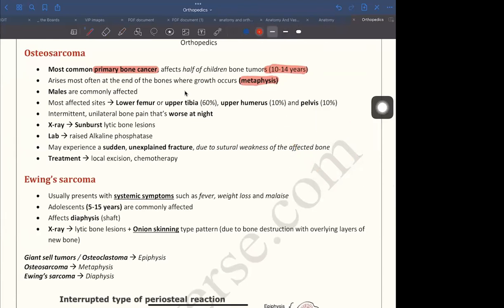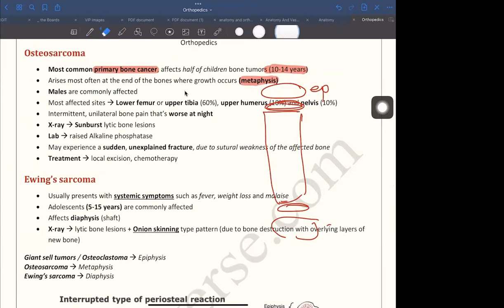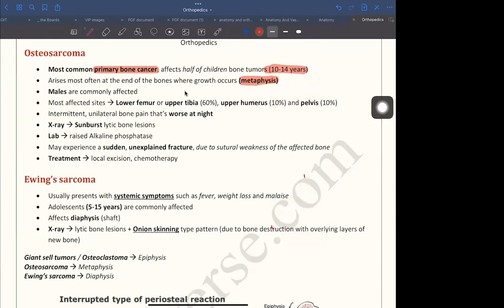In the older classification, this is the diaphysis, there is a growth plate in here, and this is the epiphysis, and there's a growth plate in here, and this is the metaphysis, all right? So this is basically the older classification. It's commonest in the metaphysis and more common in males. Lower end of the femur and upper end of the tibia are the commonest locations.